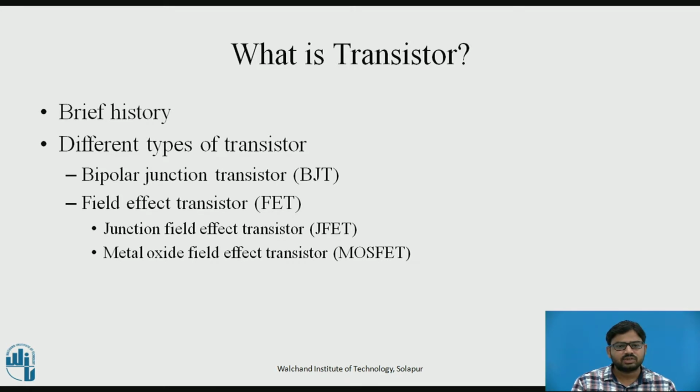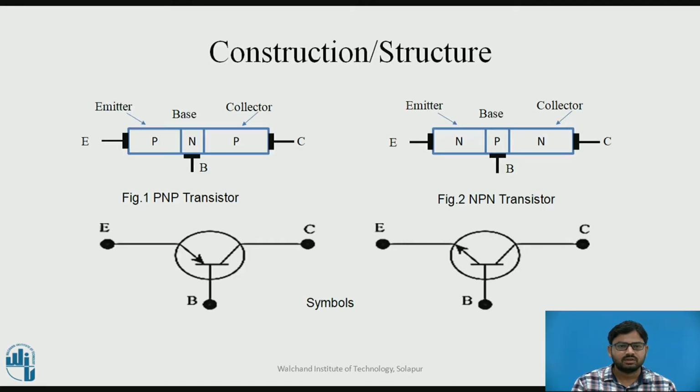Bipolar junction transistors are current controlled: by controlling the current in the controlling electrode, you can control the electron flow. In the field effect transistor, by controlling the voltage, you can control the flow of electrons. Why it is called a bipolar junction transistor, we'll learn in the next slide.